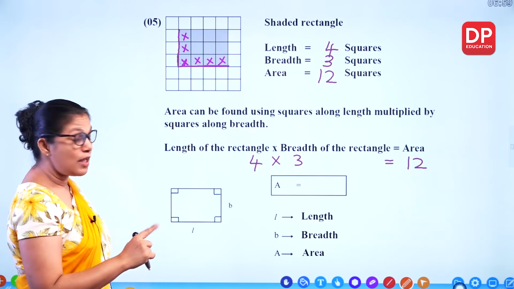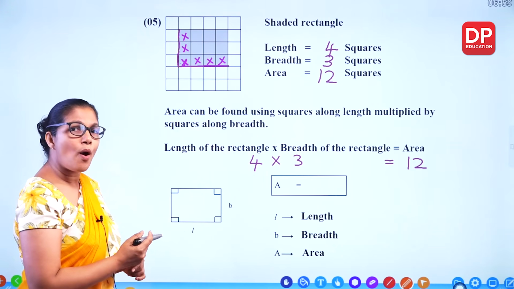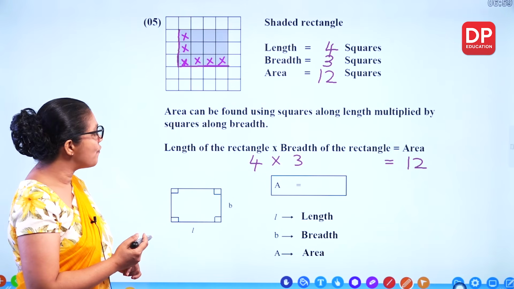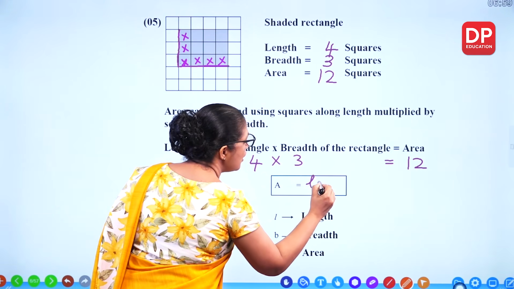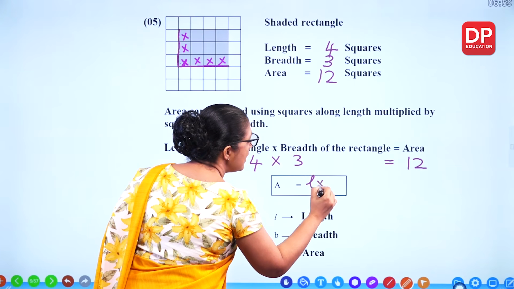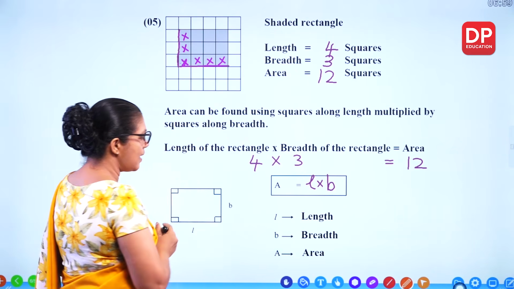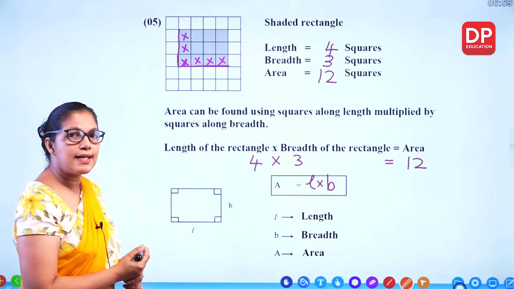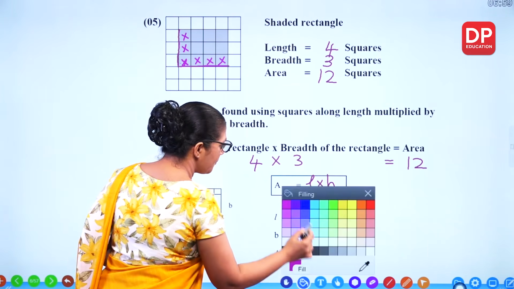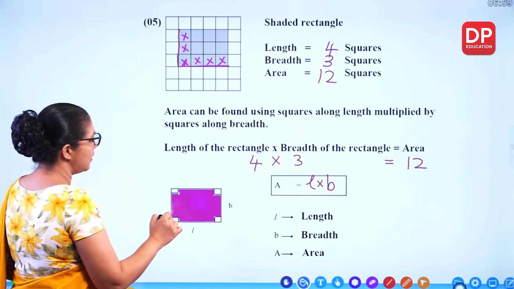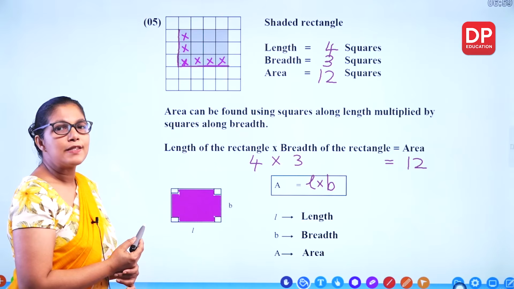If a rectangle has length L and breadth B, how can we find the area of the rectangle? Length into breadth, L into B. So L is the length, B is the breadth and A is the area. You can find out the area of the rectangle using this method.